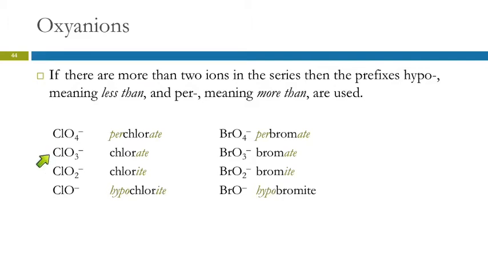So here we've got chlorate and chlorite. And if we have one more oxygen than chlorate, we call it perchlorate. And one less than chlorite is called hypochlorite. So there's a series of 4 related oxyanions for chlorine. And there's a very similar series for bromine, and there's a similar one for iodine. The difference between bromate and chlorate is you change the chlorine for bromine. And the relationships with the numbers of oxygens are the same.